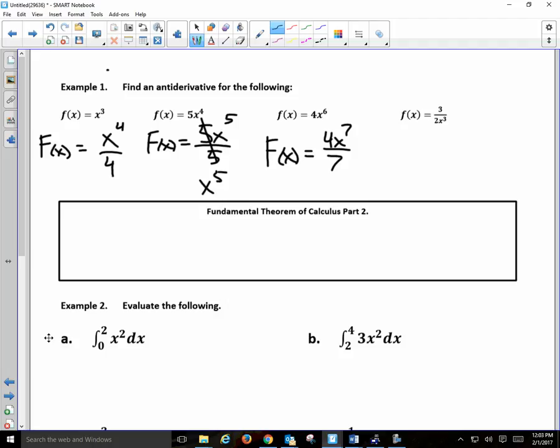So sometimes you might have to rewrite it. 3 over 2, x to the negative 3. And once I rewrite it, I can now take an appropriate antiderivative. So big F of x would be equal to 3 over 2, x to the negative 2 divided by negative 2 over 1. So multiply by the reciprocal, and you can see you'll get negative 3 over 4x squared should be your result.